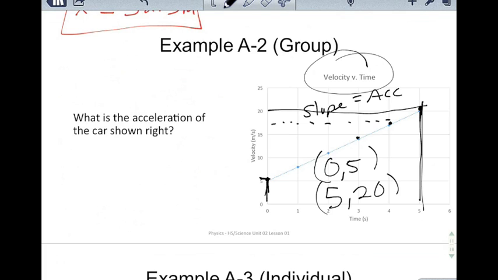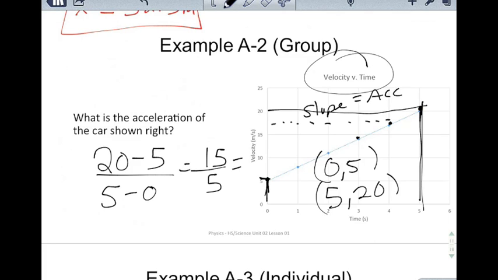Now to find the slope, we do the change in y over the change in x. So 20 minus 5 over 5 minus 0. When we do that, we get 15 over 5, or 3 meters per second squared.